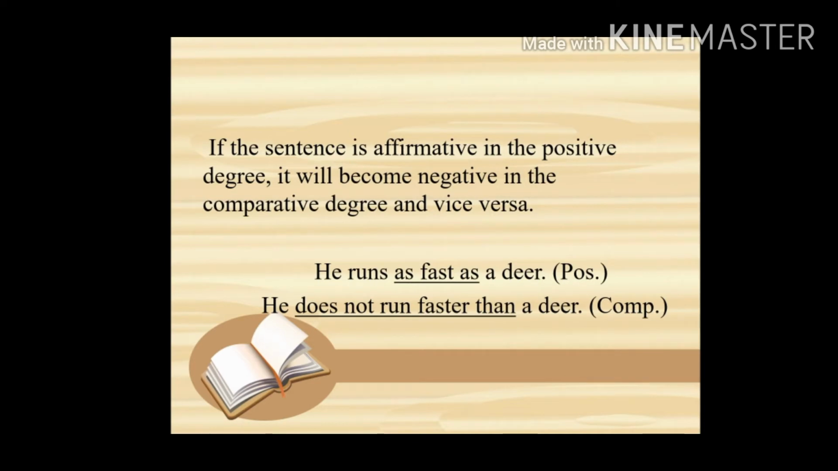Example, he runs as fast as a deer. It is a positive degree sentence. We have to change into comparative. How will we write? He does not run faster than a deer.